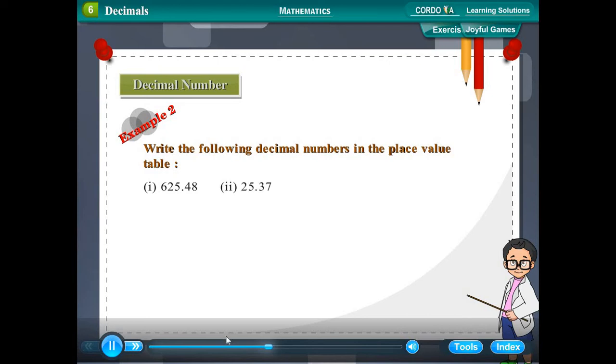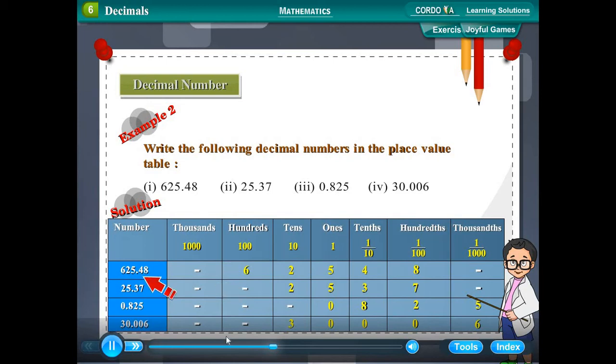Example 2. Write the following decimal numbers in the place value table. 625.48, 25.37, 0.825, 30.006. Solution: number 625.48, 6 hundreds, 2 tens, 5 ones, 4 tenths, 8 hundredths. 25.37, 2 tens, 5 ones, 3 tenths, 7 hundredths. 0.825, 0 ones, 8 tenths, 2 hundredths, 5 thousandths. 30.006, 3 tens, 0 ones, 0 tenths, 0 hundredths, 6 thousandths.